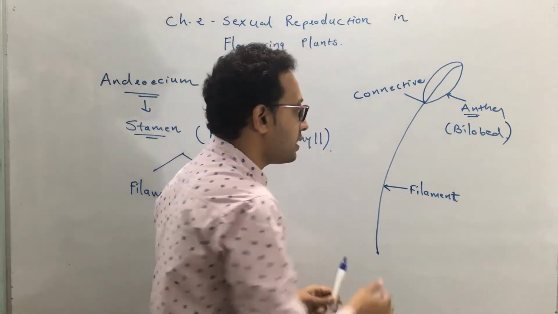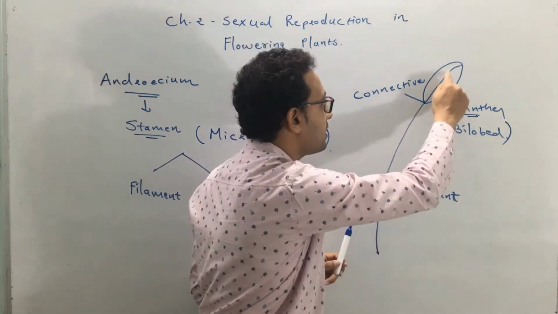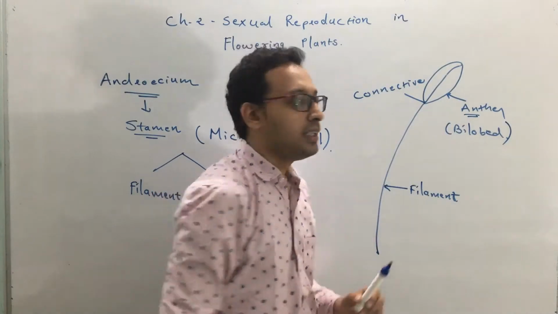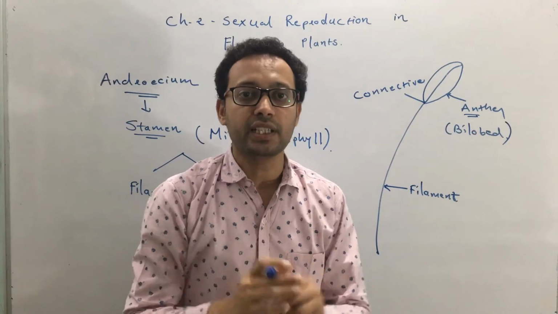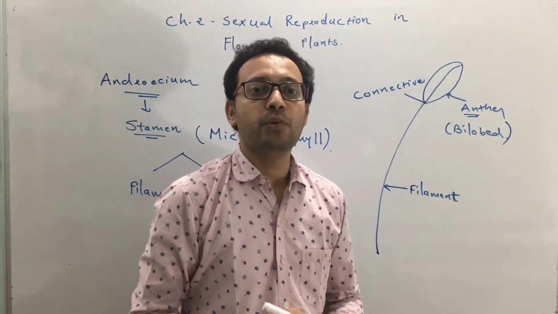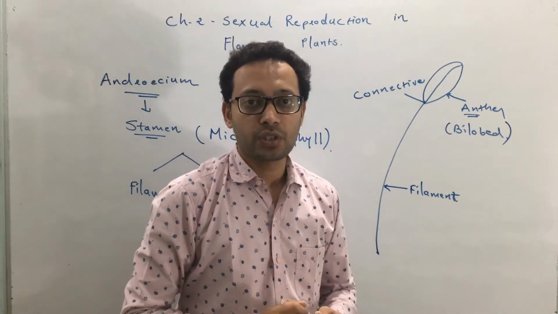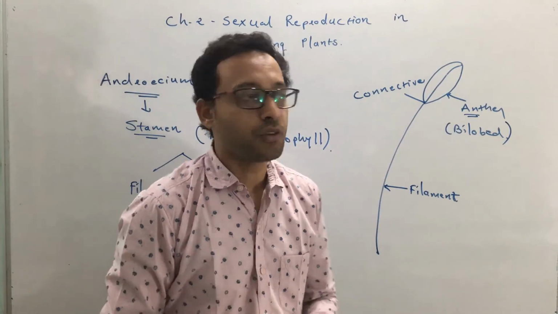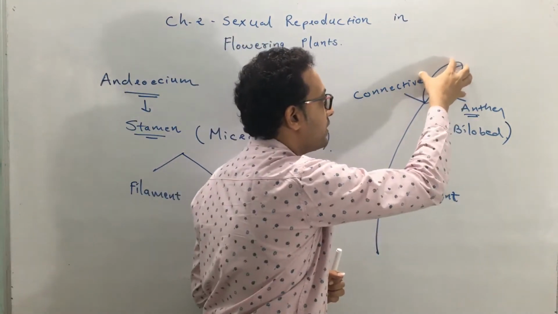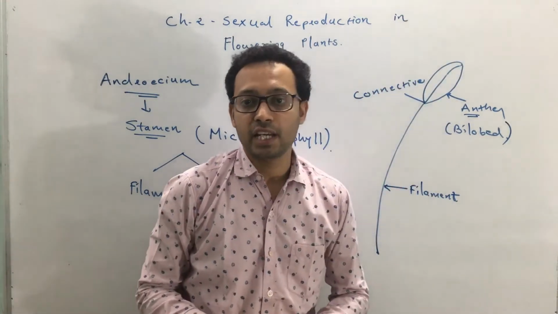Okay, so see, this is the filament, it is a sterile part, and this is the anther, it is a fertile part. The male gametes are produced over here, or the pollen grains are produced within it. So let's see how the pollen grains are produced. Okay, so now we will start. But to understand how the pollen grains are produced, we should know the structure of this anther, a fertile part.